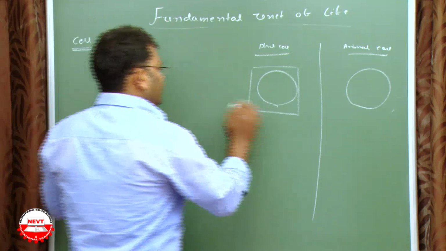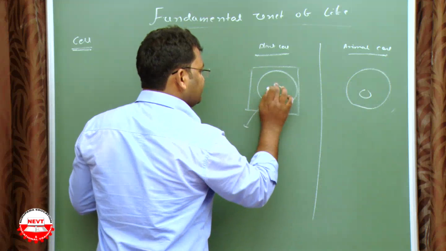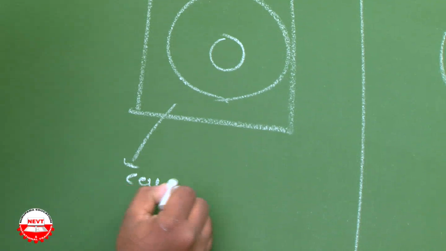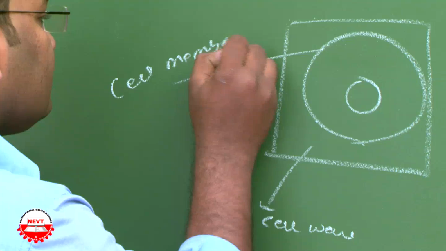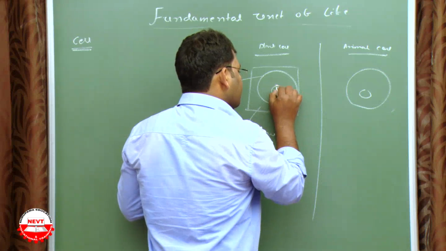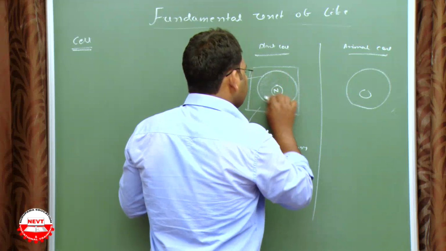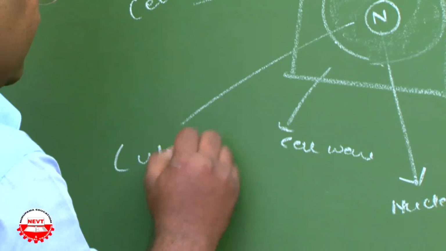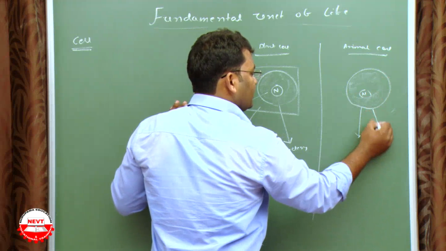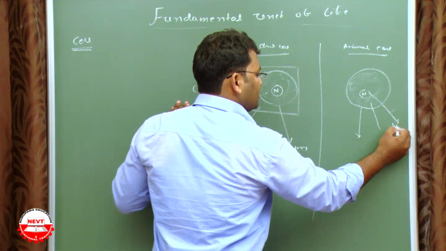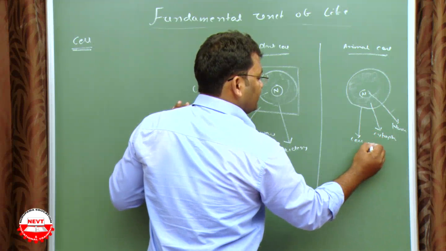Before that entire concept, let's go to the fundamental part. This is the cell wall and this is your cell membrane. Inside the cell membrane, this is the nucleus and this is your cytoplasm. Here also the same thing: cytoplasm, nucleus. This is your nucleus, this is your cytoplasm, this is your cell membrane.